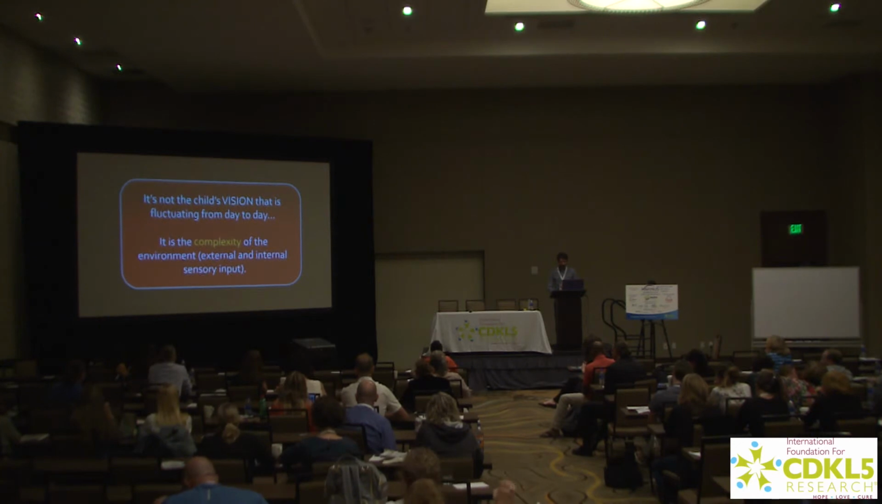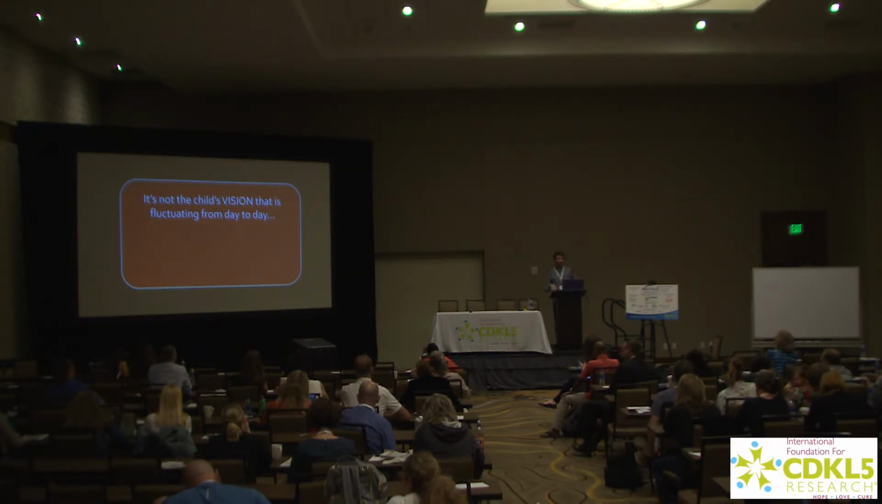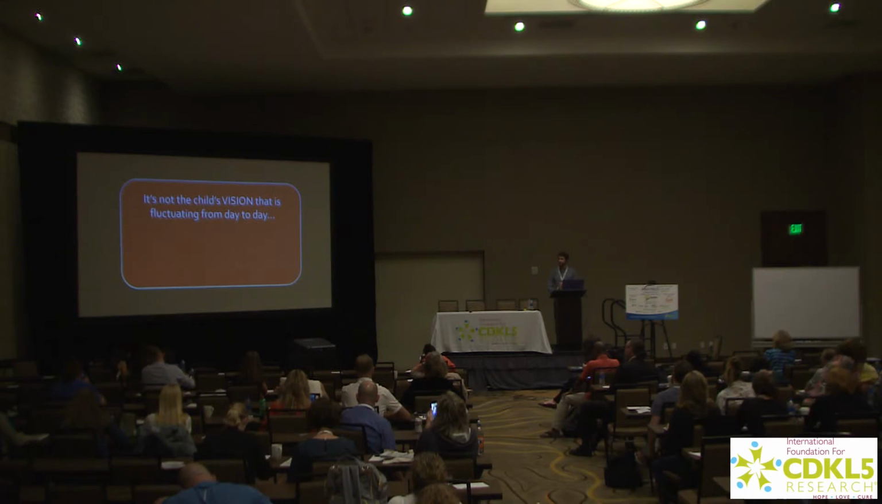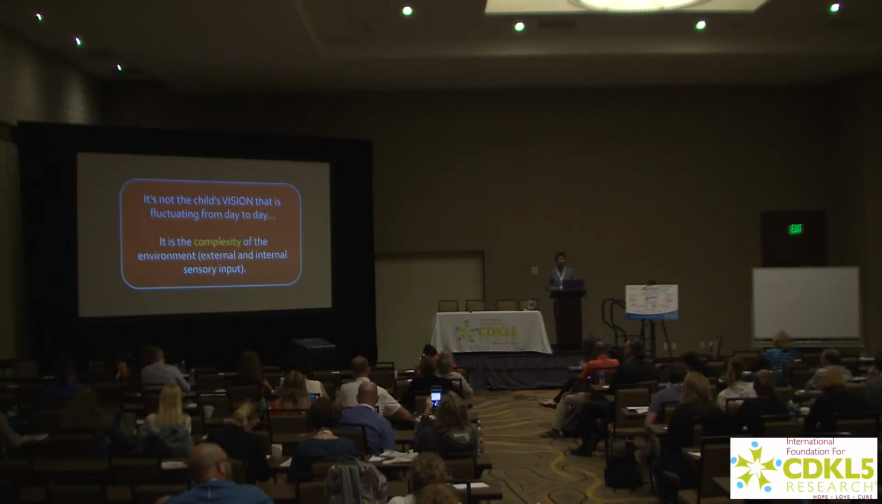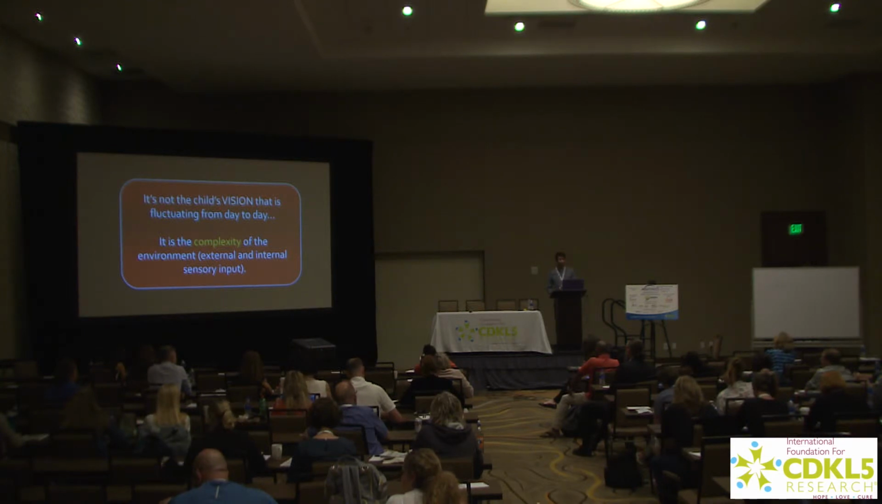It's important to note that it is not the child's vision that's fluctuating. This is a common misunderstanding with CVI, that kids with CVI have constantly shifting, fluctuating vision. It's not their vision that's fluctuating, it's the complexity of the environment that's fluctuating. And you may not be able to see that complexity because it might be internal, right? It might just be how the child's feeling that may actually have an impact on their use of vision. But very often it is something that is within our control, like lighting and positioning.